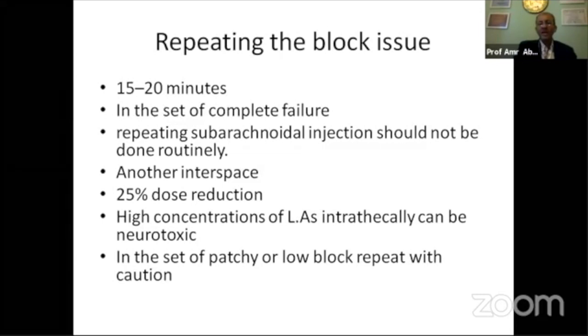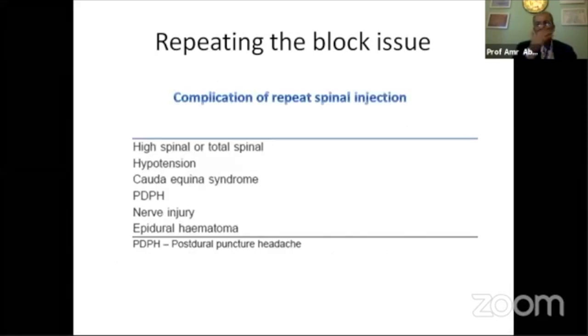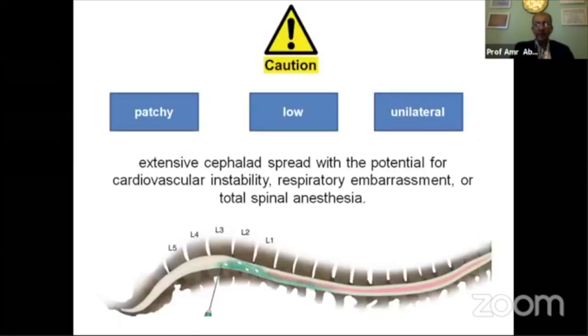In the setting of the patchy or low block, repeat with caution, as the repetition of the spinal block can have these complications. You have a high spinal block liability, total spinal, hypotension, cauda equina syndrome from the local anesthetic toxicities, post-dural puncture headache because you're going to puncture the dura twice, and nerve injuries, because part of the nerves are now numb, so you will not get feedback from the patient, because they will not tell you that they have a paresthesia while introducing the needle for the second time. Epidural hematoma can happen.